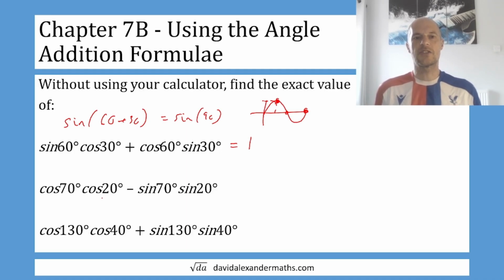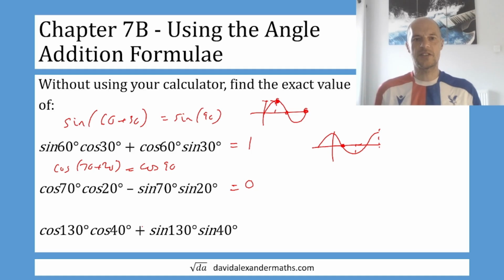Second one, cos 70 cos 20 minus sine 70 sine 20. Because it's a minus, that means this is going to be the cos of 70 plus 20. So that is the cos of 90. So let's think of our cos curve. There's 360, there's 180, here's 90. So the cos of 90 is 0. So all this stuff here equals 0.